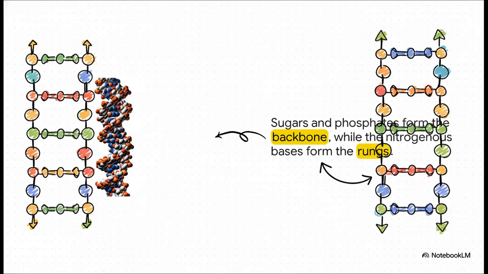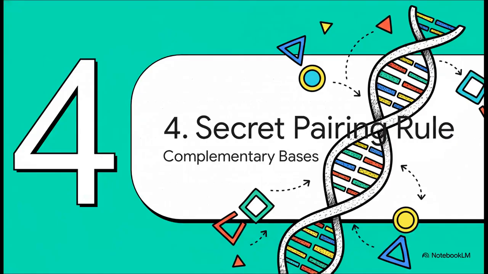So, in our ladder model, the 2 sides of the ladder, the backbone, are made of those alternating sugar and phosphate groups we mentioned. And the rungs, the steps stretching across the middle, those are made by the nitrogenous bases. But what's holding those rungs together? Right? Why don't the 2 sides of the ladder just fall apart? This brings us to a super simple but really profound rule that holds the whole structure together.